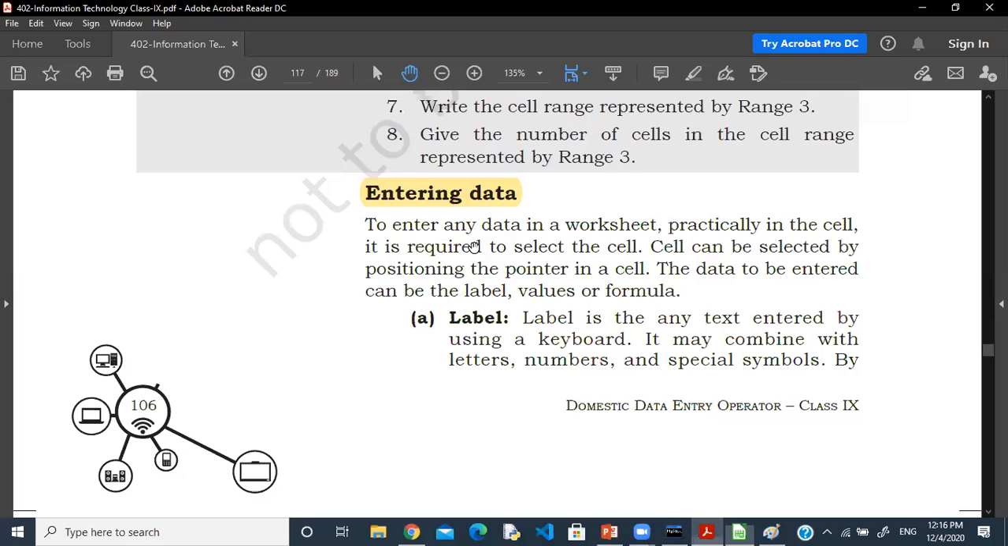Okay. So to enter any data in a worksheet, practically in a cell, it is required to select the cell. A cell can be selected by positioning the pointer in that cell. So the first thing we have to do is select the cell if we want to enter data. The data to be entered can be labels, values or formulas. Now look at this. What is the meaning of a label? What is the meaning of values? And what is the meaning of a formula?